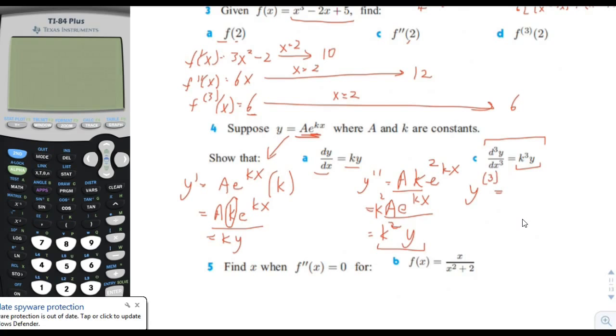derivative of y, and I'm not sure if what I just wrote is real notation, so I'm not going to write it that way. I'm going to write f triple prime of x is equal to, and so now I'm going to say, okay, k squared a e to the kx, and then I have to take the chain rule again, multiply times k, and then what do you know? K cubed a e to the kx. And a e to the kx is y, so now we have k cubed y.